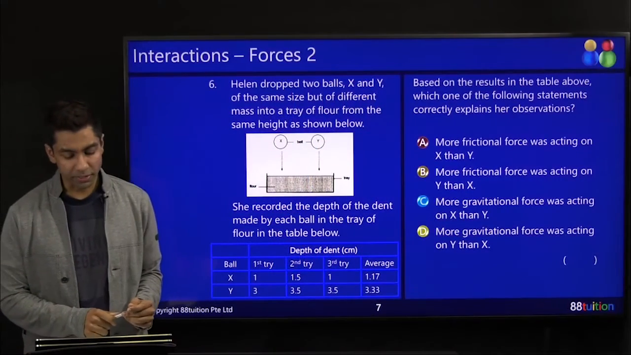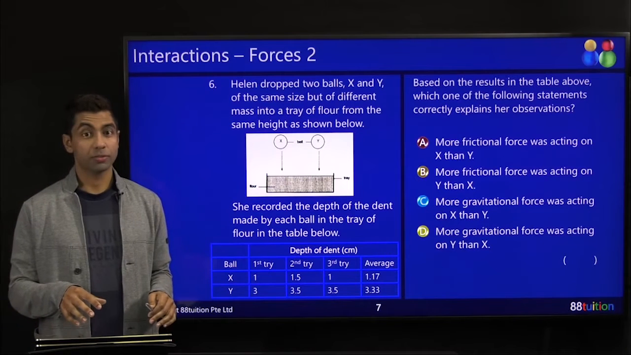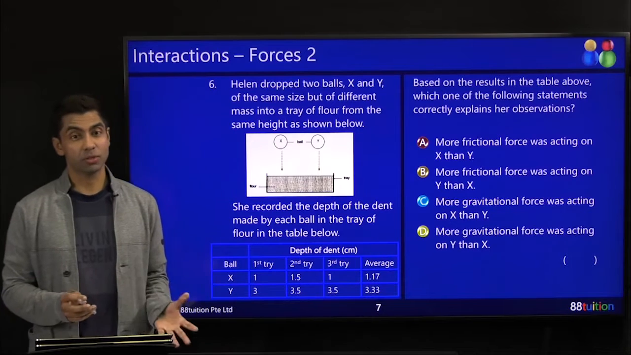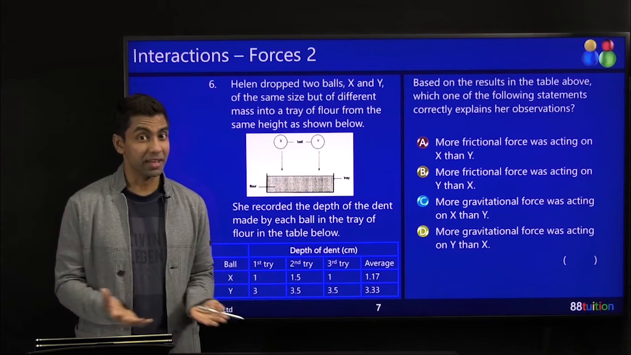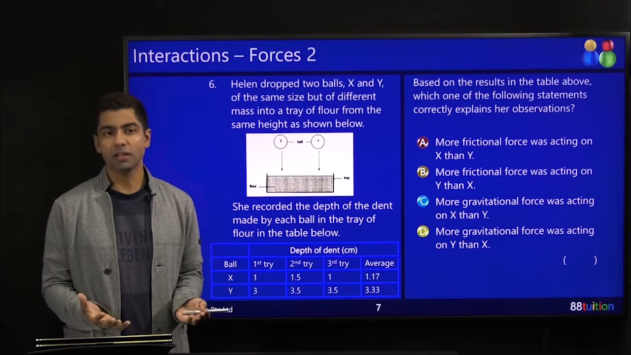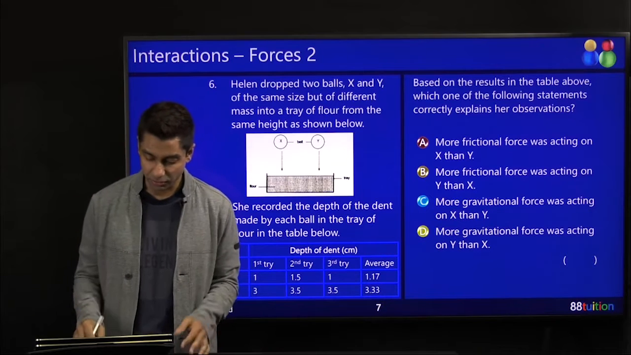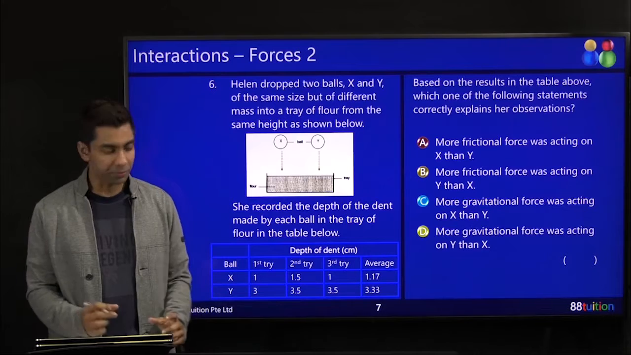Helen dropped 2 balls X and Y into the tray of flour. Obviously the heavier one is going to create a bigger dent than the smaller one. Just by a concept of imagination, if you drop 2 balls on sand or on any flour, it is going to cause a bigger dent if object X is bigger or object Y is bigger. It's a ball, right? She recorded the depth of the dent.